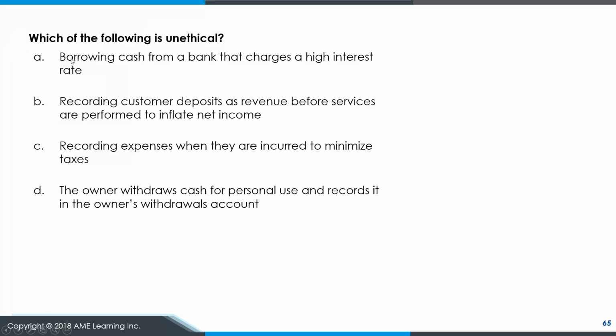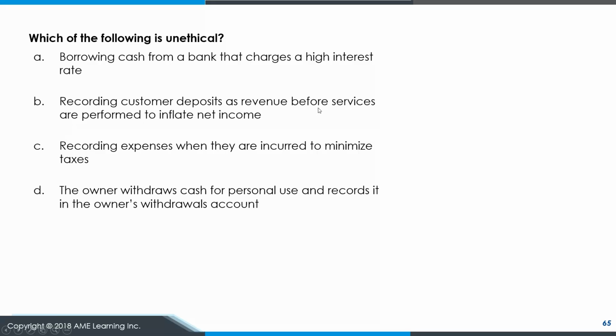So which of the following is unethical here? Borrowing cash from a bank that charges a high interest rate. That's not unethical. That's just a decision that you make, a pro and a con. Maybe a high interest rate is something that you are okay taking on because you need the cash really badly, or maybe you're going to pay the loan back quickly. So a high interest rate doesn't really make that much of a difference. But you have a choice here, and this is just a choice that can be made from a business perspective.